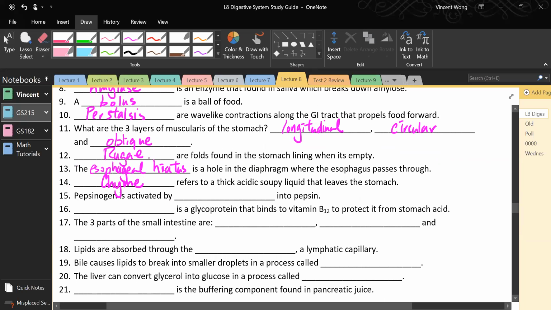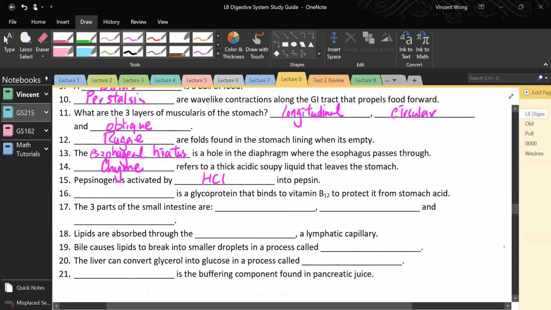Number 14, chyme refers to the thick, acidic, soupy liquid that leaves the stomach. Basically, when we vomit, the stuff that comes out, that's the chyme. Number 15, pepsinogen is activated by HCl into pepsin. Again, pepsinogen is secreted by the chief cells, whereas the HCl is secreted by the parietal cells. Number 16, the glycoprotein that binds to B12, that is the intrinsic factor.